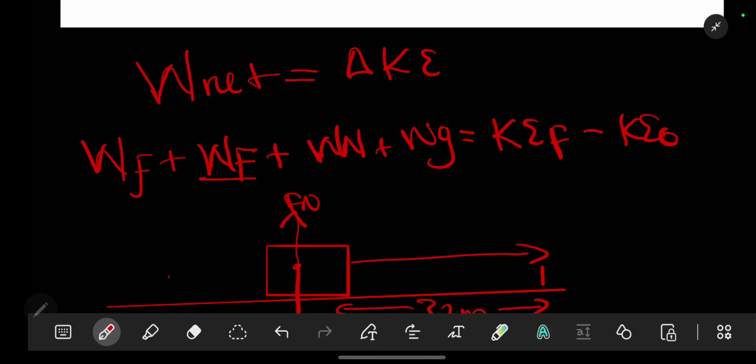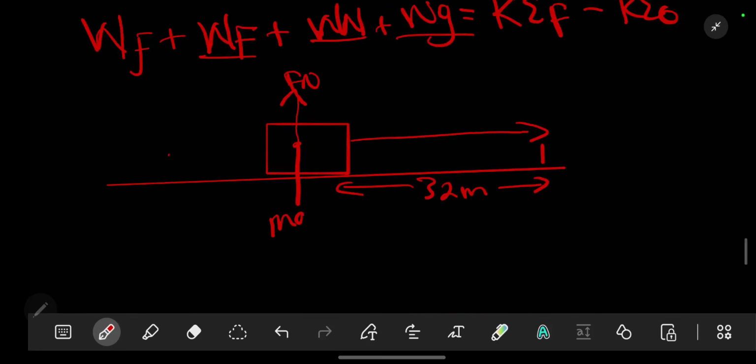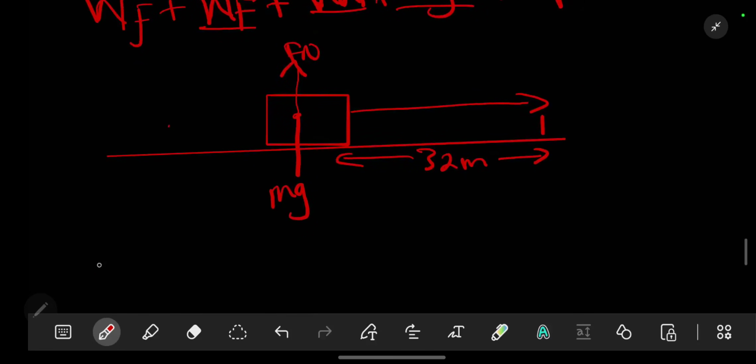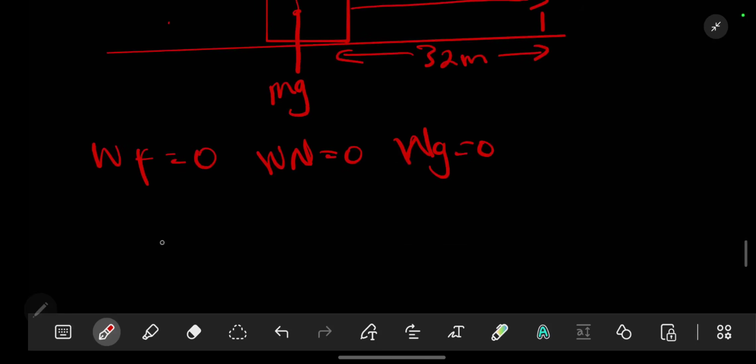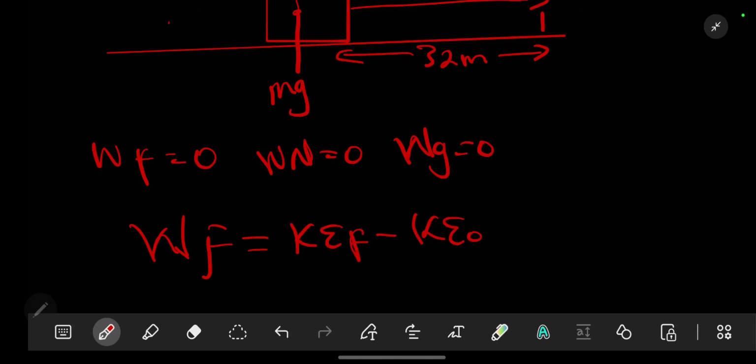The work done by the normal force is 0. The work done by gravity is zero. So that means this force is 0, the work done by the normal is 0, the work done by gravity is 0. Then we need to calculate, so this equation becomes the work by friction should be equal to the final kinetic energy minus the initial kinetic energy, like that.